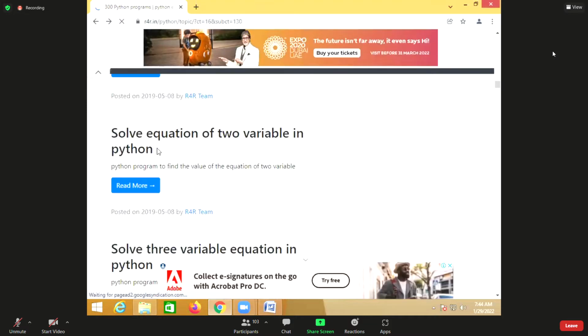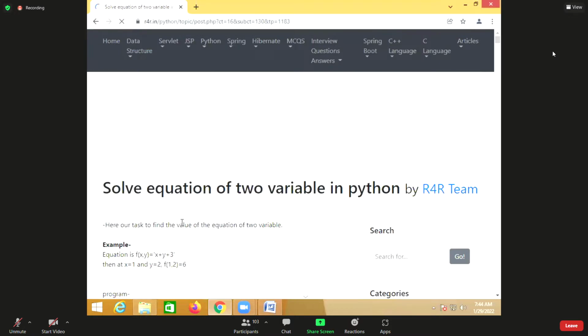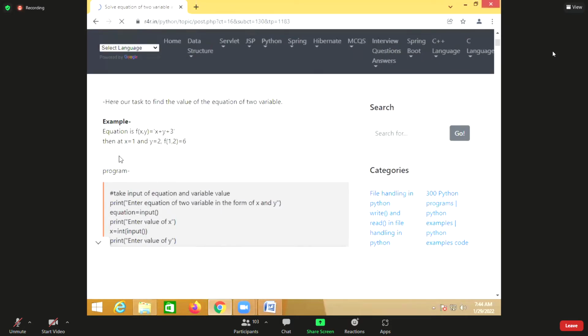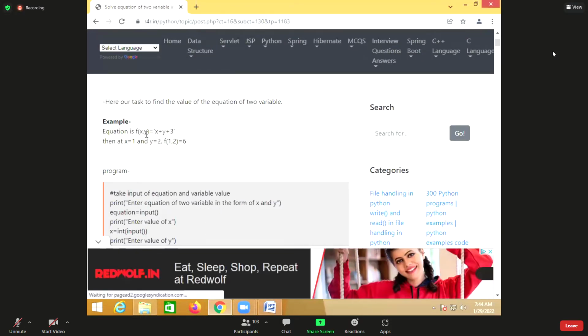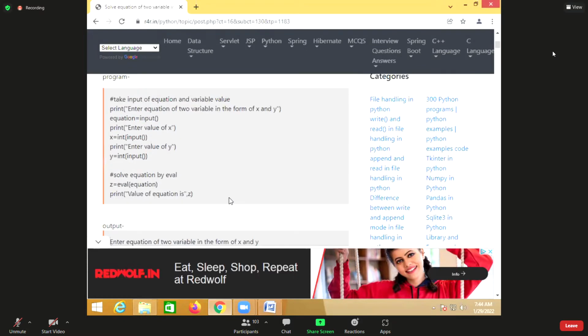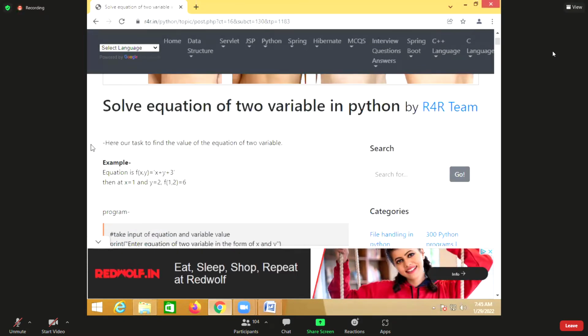Cubic equation. Solve the equation of two variables in Python. The equation is f of x comma y equal to x plus y plus 3. Then at x equal to 1 and y equal to 2, f of 1 comma 2 equal to what? 6. So this is how you are trying to do it.